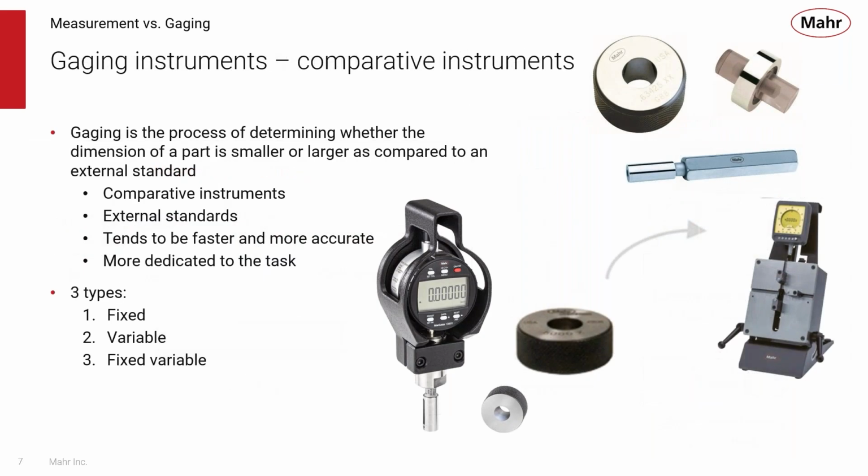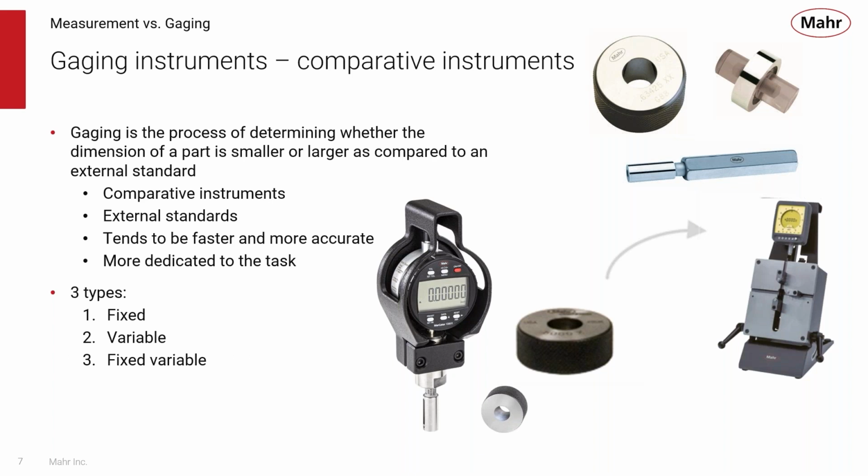Now, when you're talking about gauging instruments, all your gauging instruments are, again, comparative. So when we talk about gauging, gauging is the process of determining whether the dimension of a part is smaller or larger when compared to an external standard.